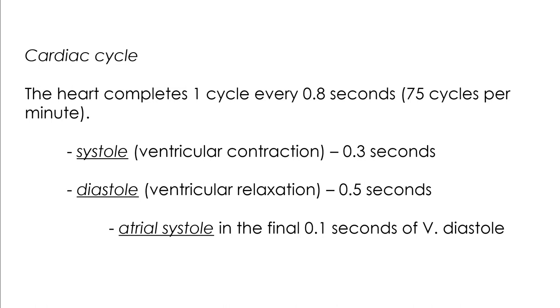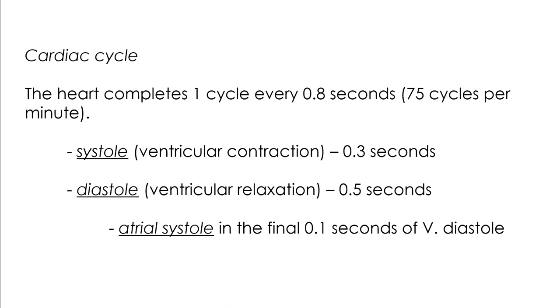This is your heartbeat. And the heart is going to beat about once every 8 tenths of a second. Now, if you average that out over a minute for a typical patient, you're going to be running about 72 to 75 beats a minute on average. And these 8 tenths of a second are going to be divided into two major stages. The first is going to be systole.